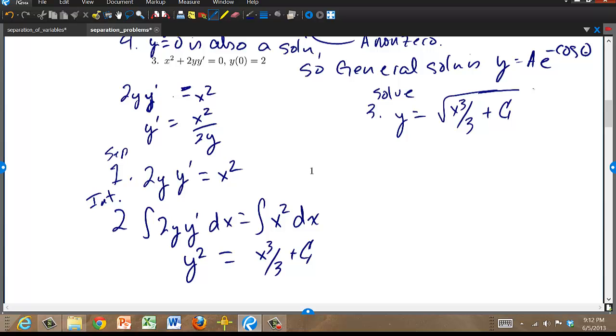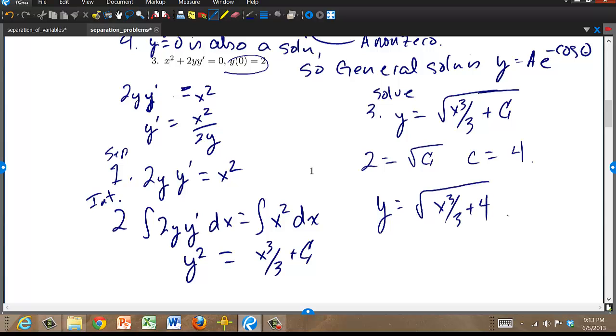Now this problem was an initial value problem, so let's try and find our constant. What do we want? We want 2 to be y evaluated at 0, so 2 should be the square root of c. So that means that c should be 4. So our solution is y equals the square root of x cubed over 3 plus 4. And that's it.